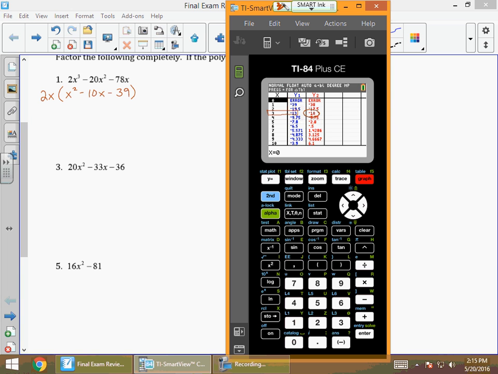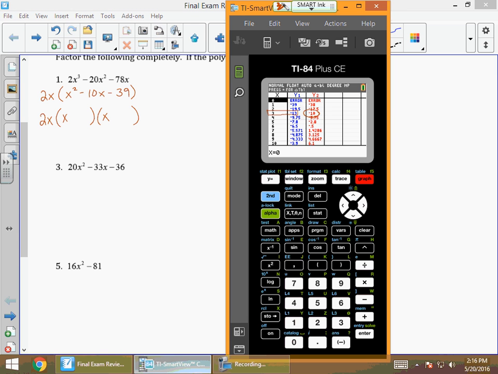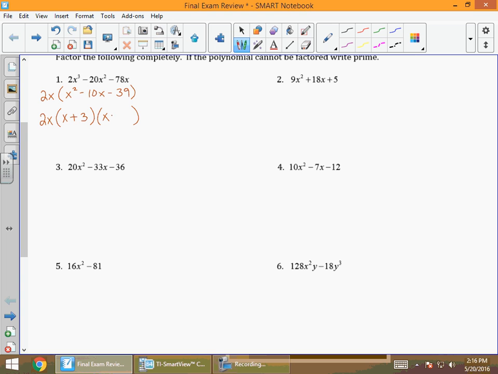So when I want to factor that, I have 2x. The airplane method, if you remember the airplane method, that's 1x squared, so I'll put 1x up front. And we said that we were using positive 3 and negative 13. So positive 3 and negative 13. And that is completely factored.